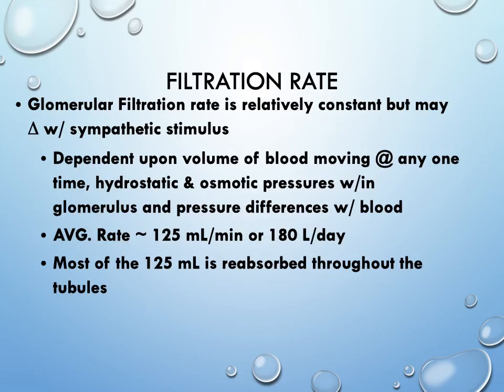So how do we determine the rate of urine being formed? This is where we look at what's referred to as filtration rate. Filtration rate, or glomerular filtration rate, is relatively constant. It can be changed based off of sympathetic stimulation, and it can be changed based off of cardiac shifts, change of blood flow due to metabolic demands.